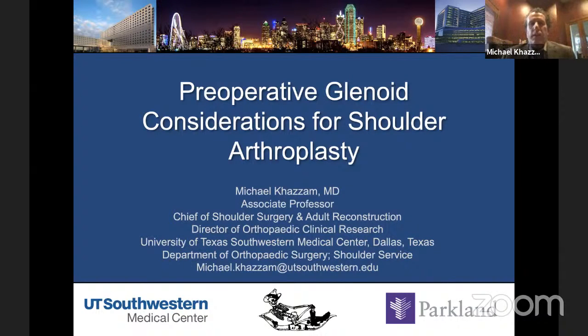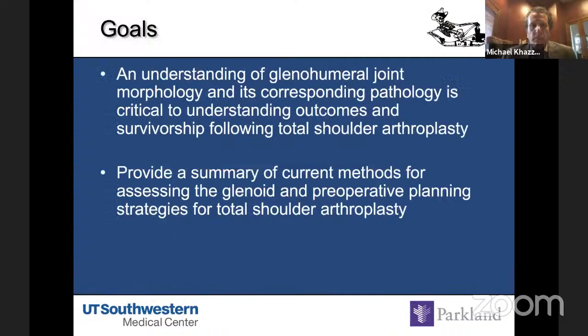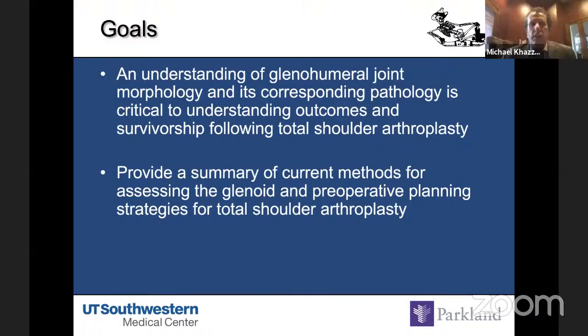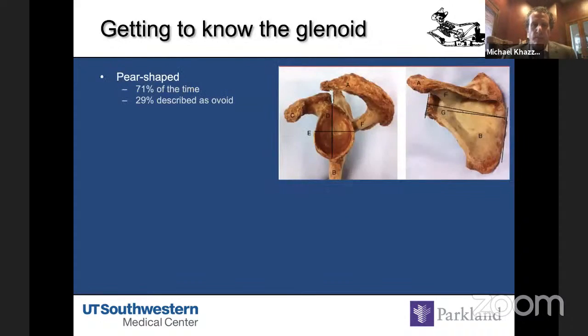So today we're going to talk about preoperative glenoid considerations for shoulder arthroplasty. The goal is to understand glenohumeral joint morphology and its corresponding pathology, and it's critical to understand these for outcomes and survivorship of total shoulder arthroplasty. We're going to provide a summary of the current methods for assessing the glenoid and preoperative planning strategies for total shoulder arthroplasty.